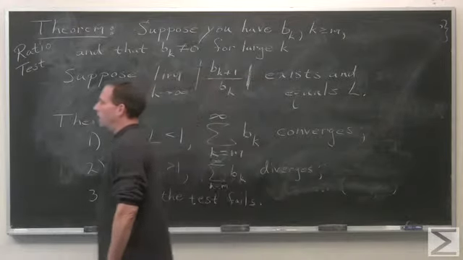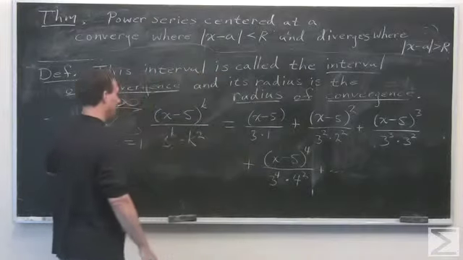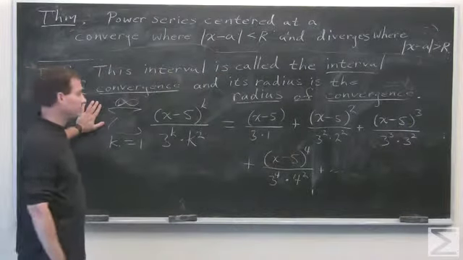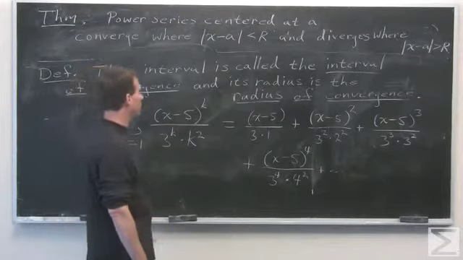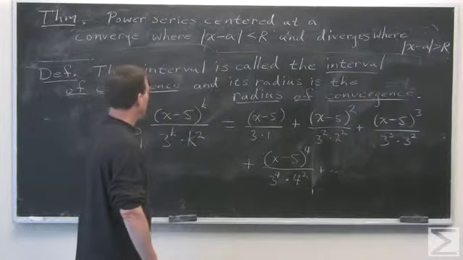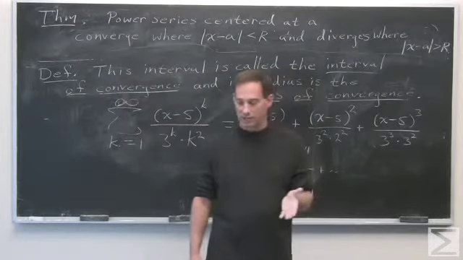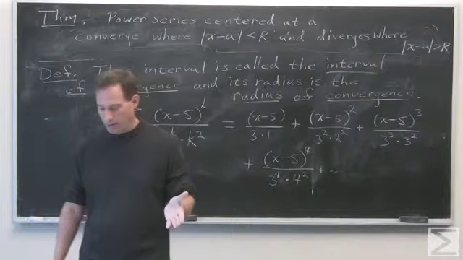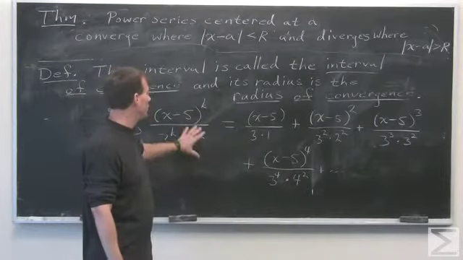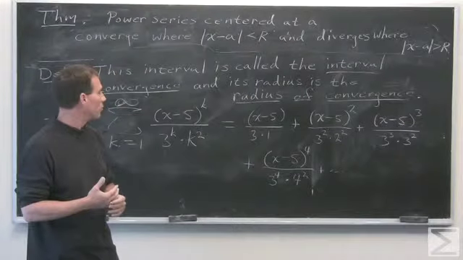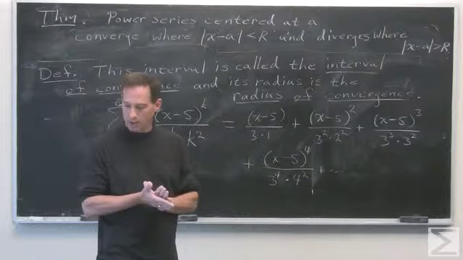So what does this have to do with anything? Here's a series. When we plug in different x's, this is a series of numbers, and we can apply the ratio test to it. And what we care about is when the limit of the ratio of successive terms is less than 1. Where it's less than 1, this will converge. Where it's greater than 1, this will diverge. When the limit equals 1, the test won't tell us anything.